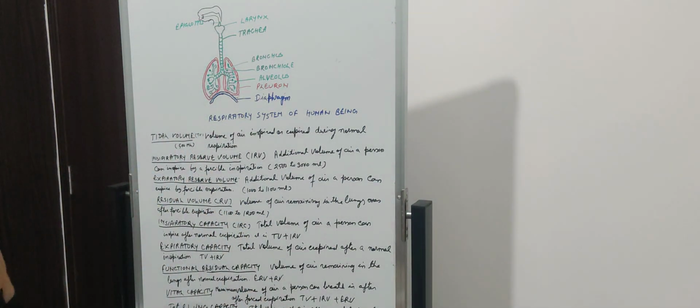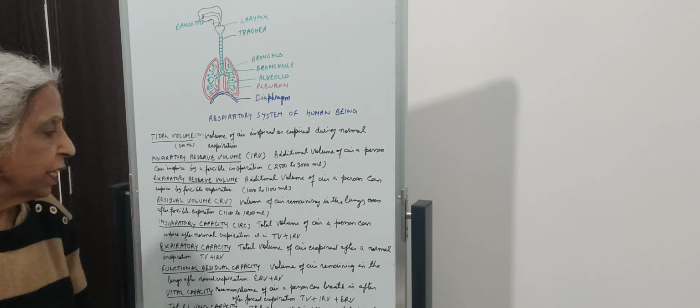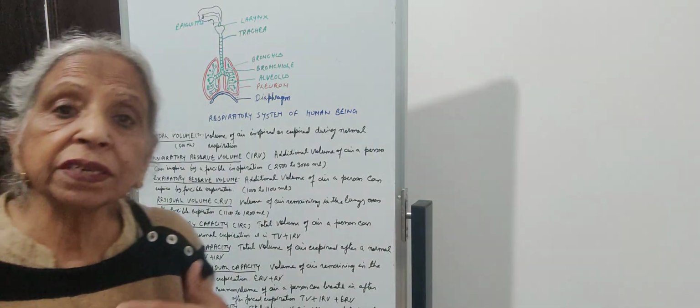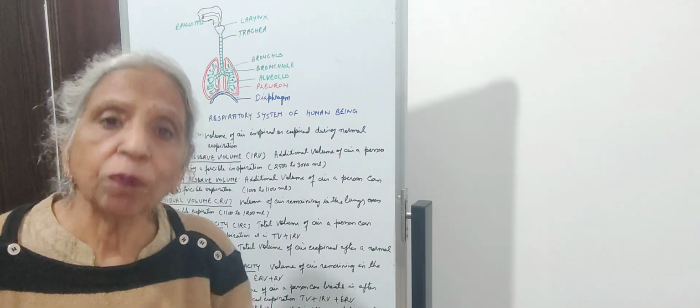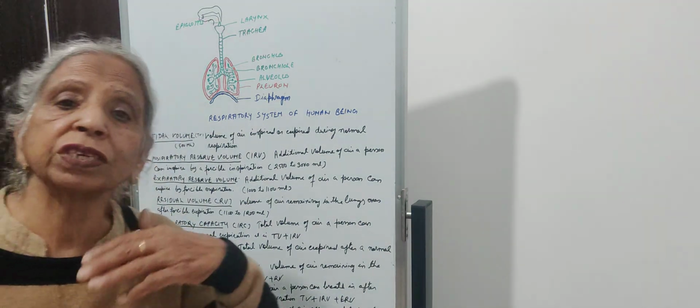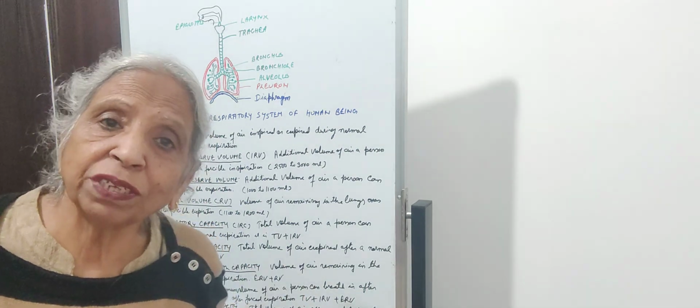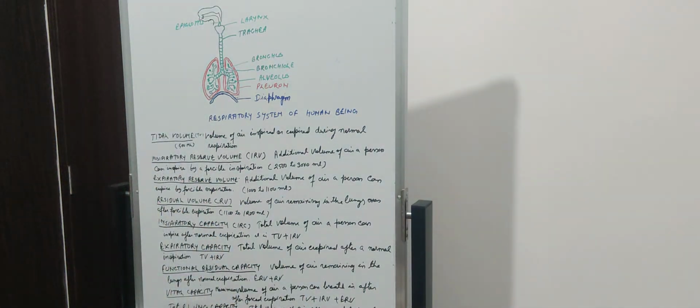Then there is the expiratory reserve volume. It is the volume of air which a person can expire by forcible expiration. It is in addition to the normal expiration. Normal expiration में जितना होगा उससे जो हम जोर से सांस बाहर निकालेंगे, that will be the expiratory reserve volume.